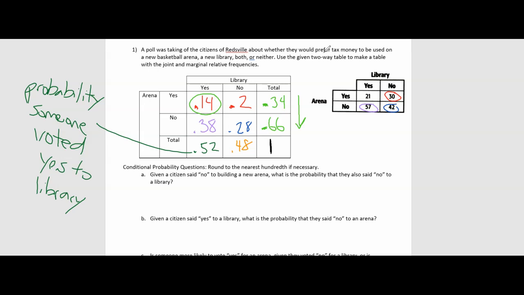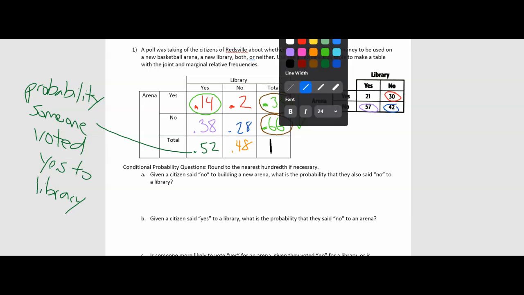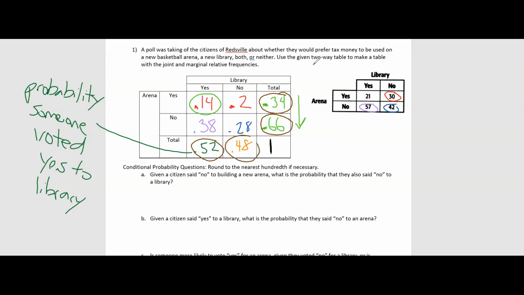Maybe somebody cares about only the arena, and they only want to know, okay, is the public in favor of the arena? Well, they don't even want to look at the library numbers. They don't care. All they want to know is whether the public is in favor of the arena or not. So they would look at this number and this number, and they would compare them. Maybe there's someone who just cares about the library. Well, in that case, you would look at this number versus this number. Okay, so you can pull what you want out of a two-way table or a two-way frequency table based on what your question is or what you came to the table to look for.